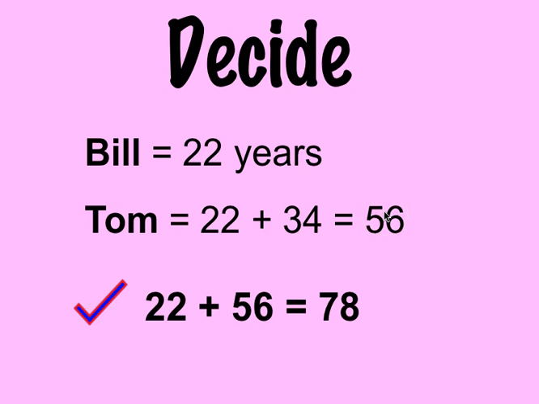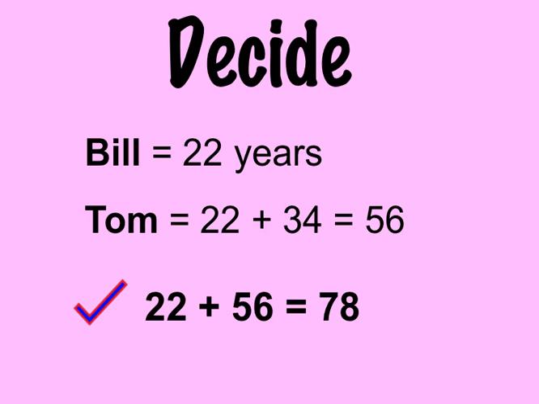Now I want to check to make sure my math is correct. So then I'm going to add 22, which is Bill. I'm going to add 56, which is Tom, and it should equal 78. And once I do the check, I figure out, yes, it is indeed correct. So now you have your define, do, and decide. This is your evidence that you need. So the last thing you need to do is fill in your reasoning.